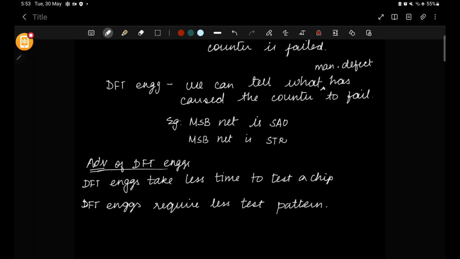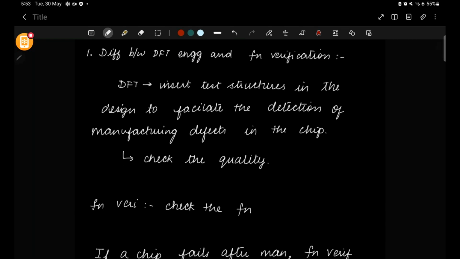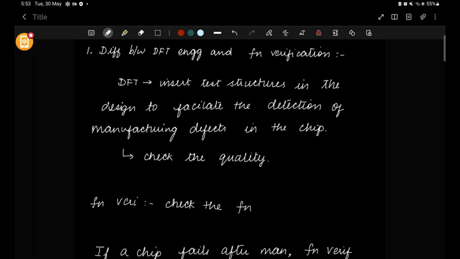So this is the major difference between DFT engineers and test engineers. Test engineers check the functionality, and if a chip fails, they can only tell whether it passed or failed. Whereas DFT engineers check for quality, inserting test structures in the design to facilitate the detection of manufacturing defects in the chip. If a chip fails, we can additionally tell what manufacturing defect has caused it to fail. So this is the difference between a DFT engineer and a functional verification engineer.